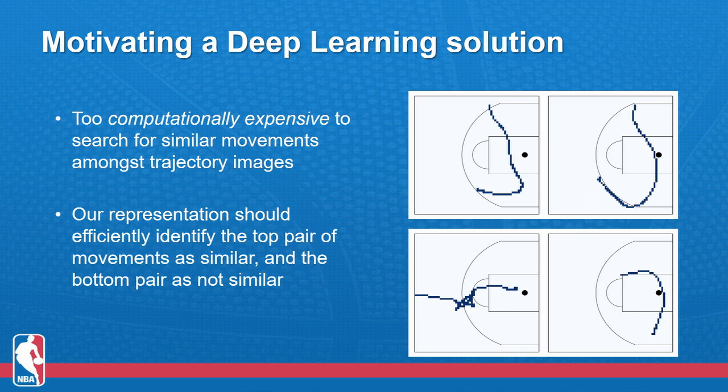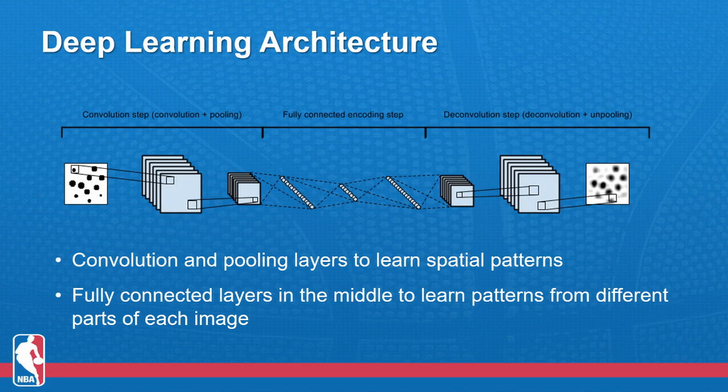Currently, the Euclidean distance between the top set of movements and the bottom set of movements is 0, even though the top set of movements is similar and the bottom set are completely different movements. We turned to deep learning to look for a solution.